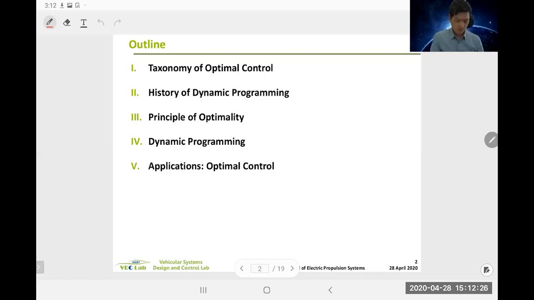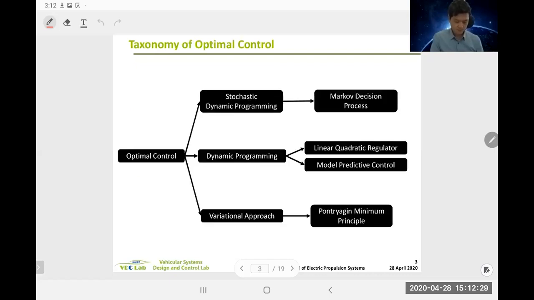All right. Let's start with taxonomy. So this is what it looks like. There are different optimal control theories. Okay. And I think we can have 3 branches coming out of the optimal control theory. First one is obviously dynamic programming. And then second, there's stochastic dynamic programming for stochastic system. Okay, stochastic optimal control problems.